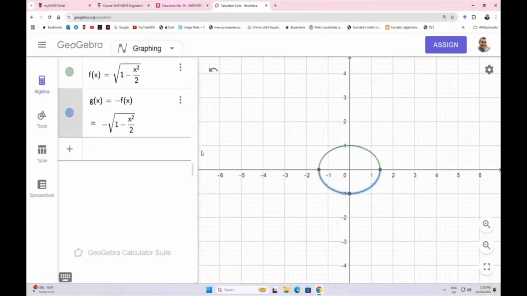All right, so the top curve is the positive square root function, and the bottom curve, this blue one, is the negative square root function. Now, one of them we can ignore. Can anyone tell me why we can ignore one, the green or the blue part? The initial condition was positive, so we're just going to take the positive.